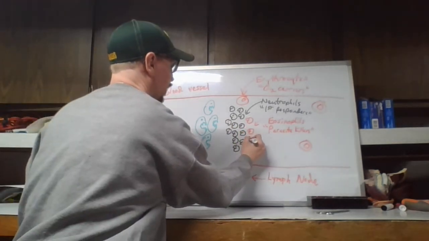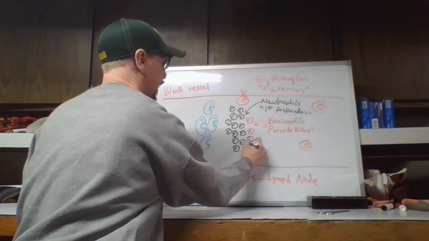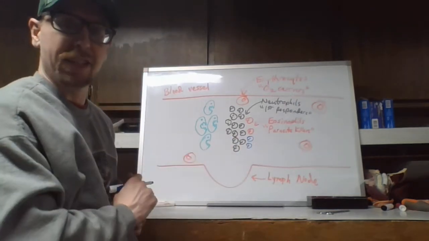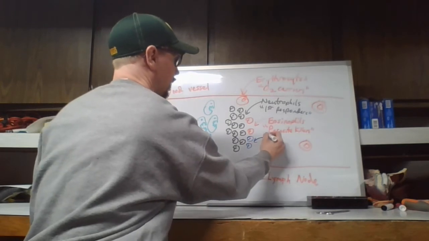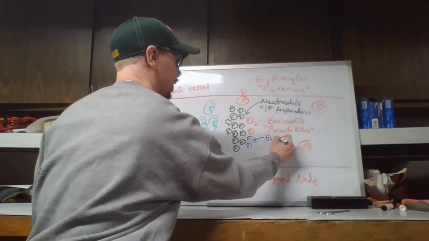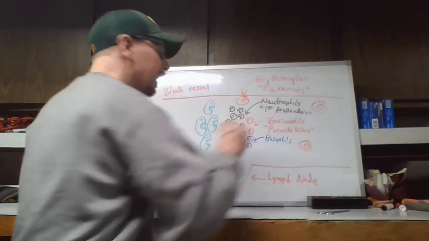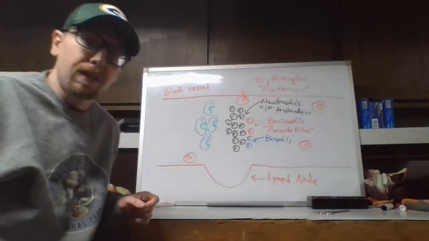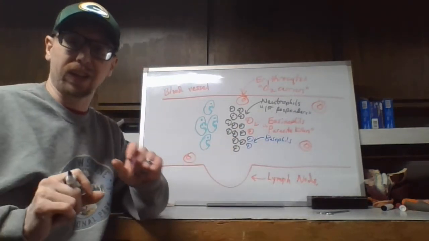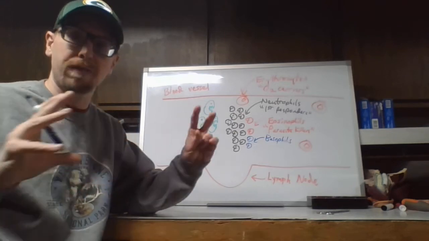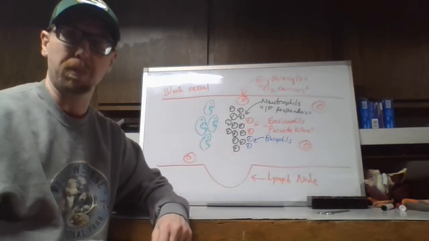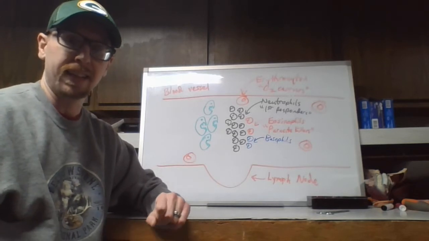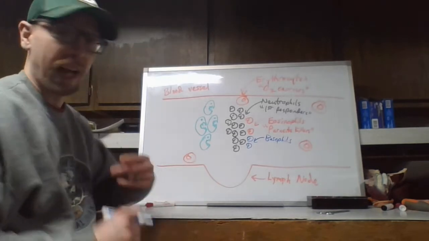Alright, and then the next ones I'm going to put on here, I'm going to put as blue. Again, they're not as numerous as the neutrophils, but they're going to come out here. These are called basophils. Now the thing about basophils is that they are vasodilators, which means they dilate blood vessels. They open up the blood vessels so more blood, more white blood cells can come in to fight off the pathogens. And so how do they do that?